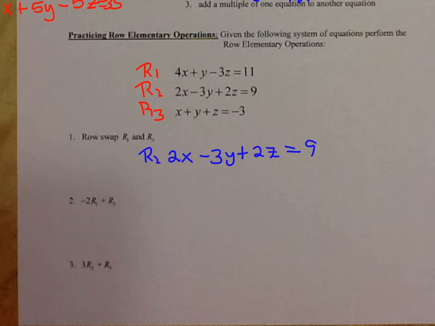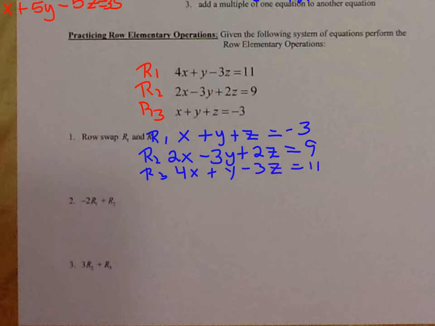And I'm going to swap row 1 and 3. So row 1 now becomes x plus y plus z equals negative 3. And row 3 becomes 4x plus y minus 3z equals 11.